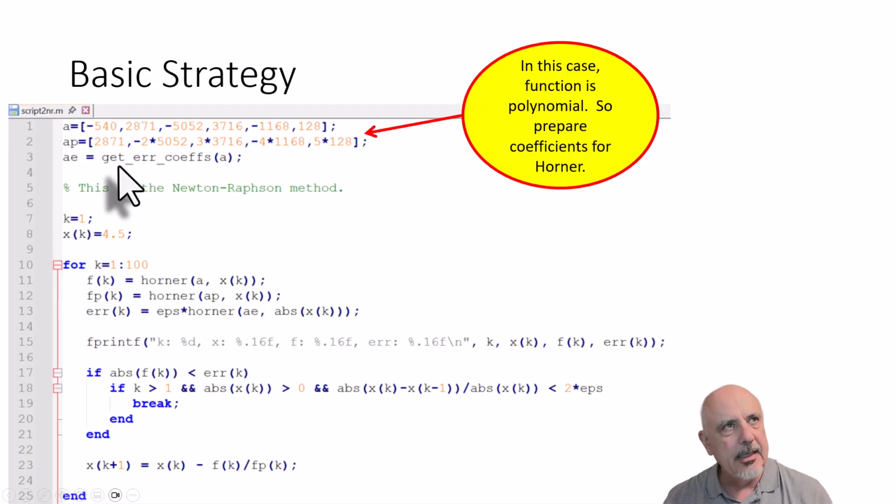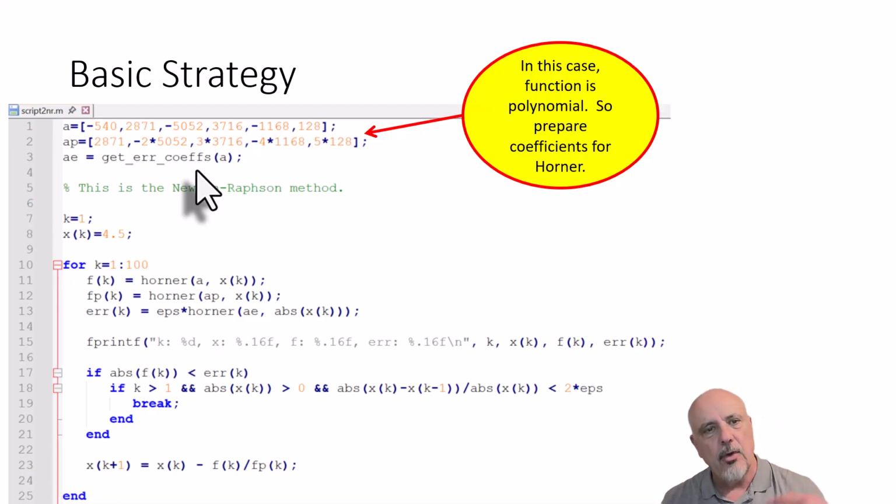And then as I said, I get my coefficients. I showed you that just a moment ago. So I get my polynomial coefficients squared away, one for the actual polynomial, one for the derivative, and then one for the bound.